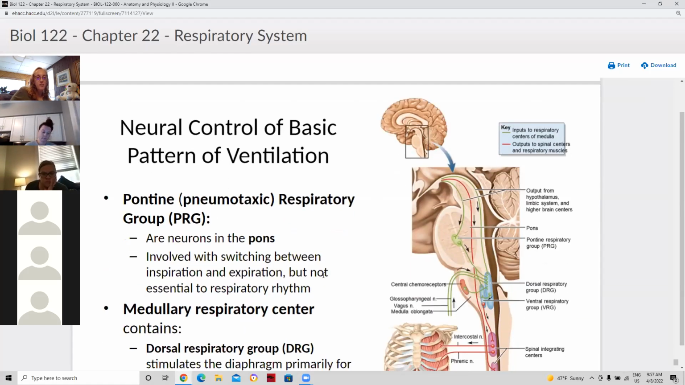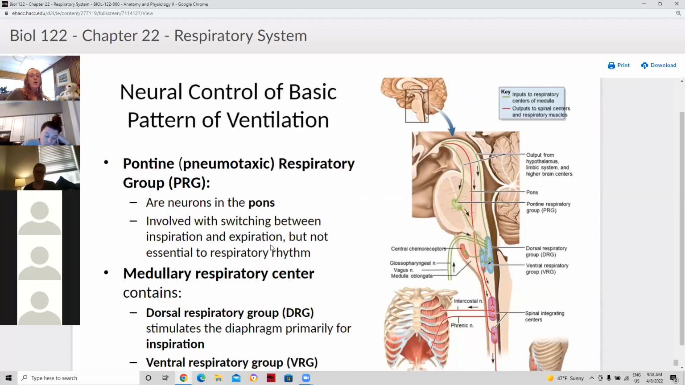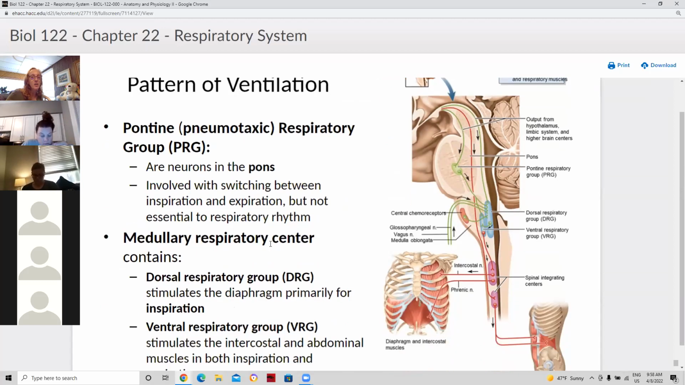Neural control of the basic pattern of ventilation. Our respiratory centers are in the pons and the medulla oblongata. The pontine or pneumotaxic respiratory group is a series of neurons found in the pons that are involved in switching from inspiration to expiration.